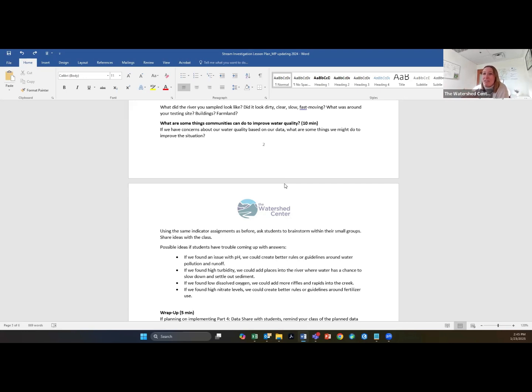And if we found really high turbidity, we can add places where water has the chance to slow down and settle out sediment. In this case, I talk a lot about a snow globe idea. When you shake up the snow globe, the water's moving really quickly, and all the little snow particles are hanging in the water. When we stop shaking the snow globe and the water becomes calm and settled, that sediment, or the snow, filters to the bottom. And so that's an opportunity to talk about things like beaver dams and beaver dam analogs.